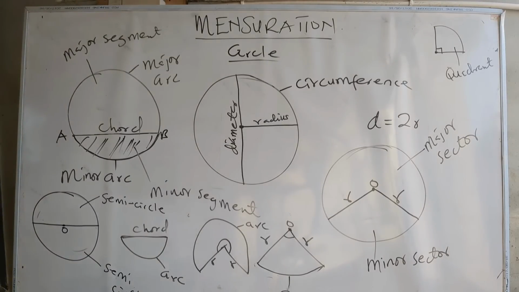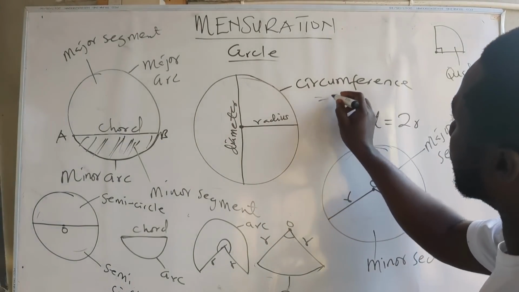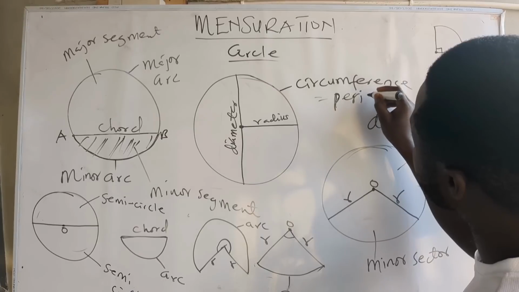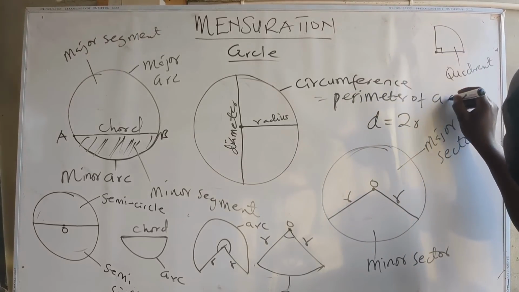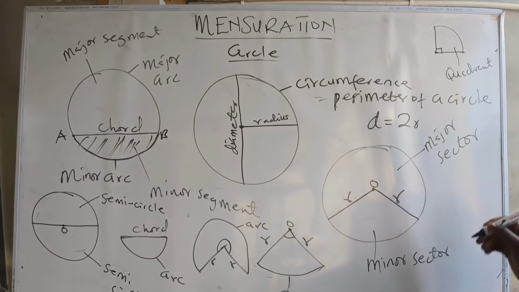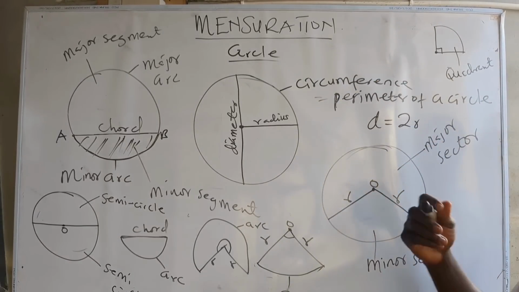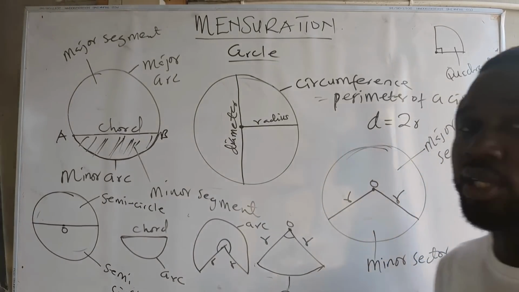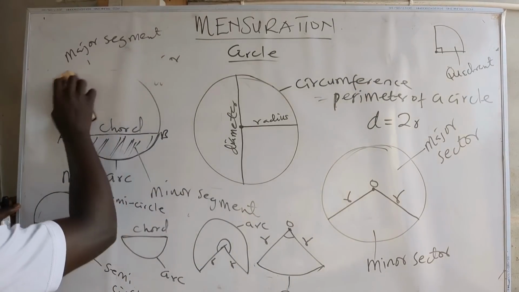Circumference of a circle is the same as what? Perimeter of a circle. That is, the circumference of a circle is the same as the perimeter. When you talk about perimeter, we are talking about the distance around a plane figure. All right, so this is about the parts of a circle. Okay.